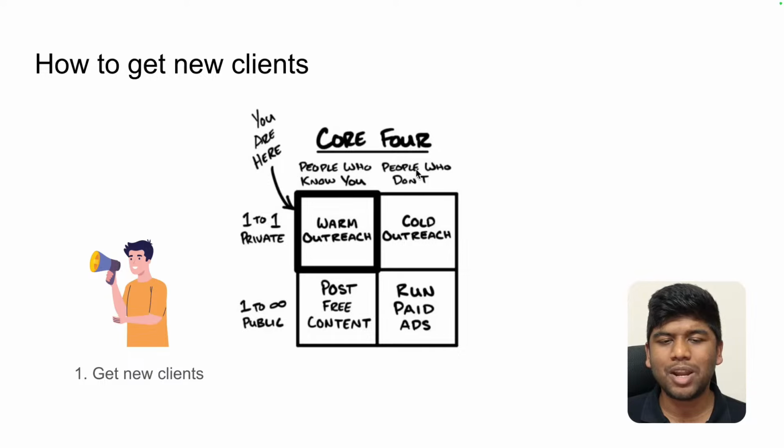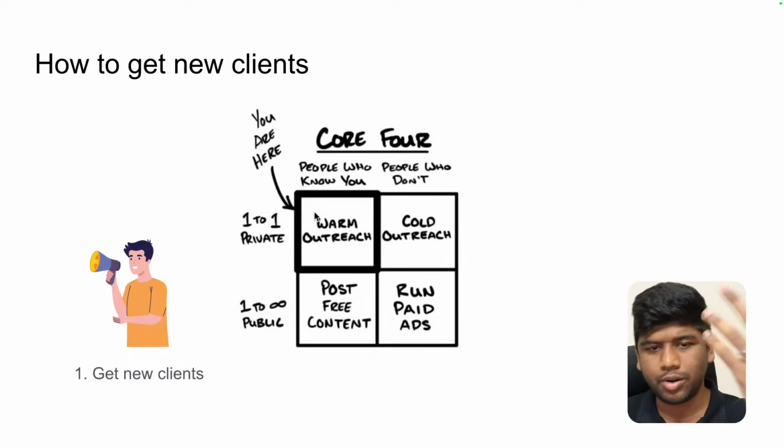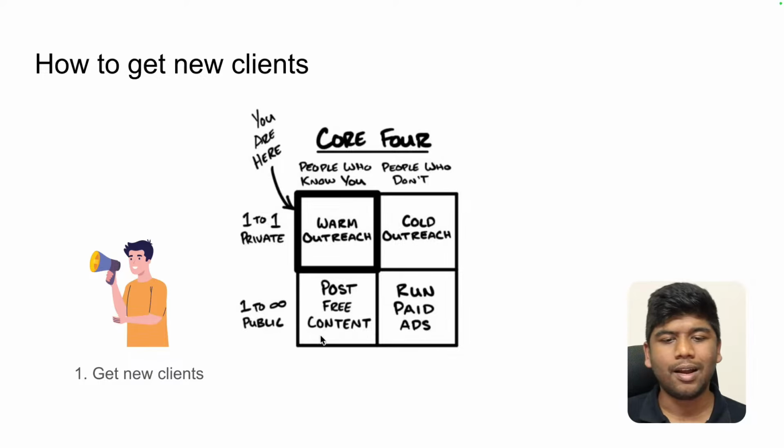This is a matrix from Alex Hormozi in his book, I think it's called $100 Million Leads. What they talk about is, you have warm outreach where you talk to the people you know, one-to-one. And then there is cold outreach where you talk one-to-one to the people who you don't know. And then there is one-to-many to the people you know, which is posting free content. I've probably posted free content, and you probably know me now, and that's how I got you in this webinar, right? And there is one-to-many to people you don't know, which is running paid ads.